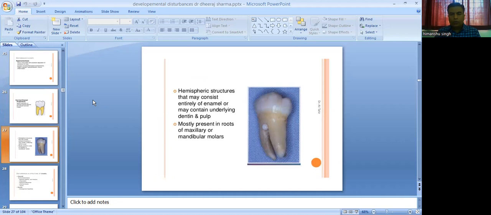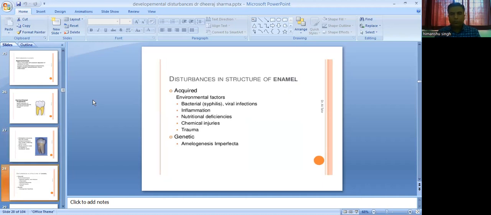In this photograph, you can see a hemispheric structure which may consist entirely of enamel or may contain the underlying dentin. It is mostly present in the roots of maxillary or mandibular molars. Then we have disturbances in the structure of the enamel. First are the acquired factors, which include environmental factors, bacterial and viral infection, inflammation, nutritional deficiencies, chemical injuries, and trauma. The genetic part includes amelogenesis imperfecta.